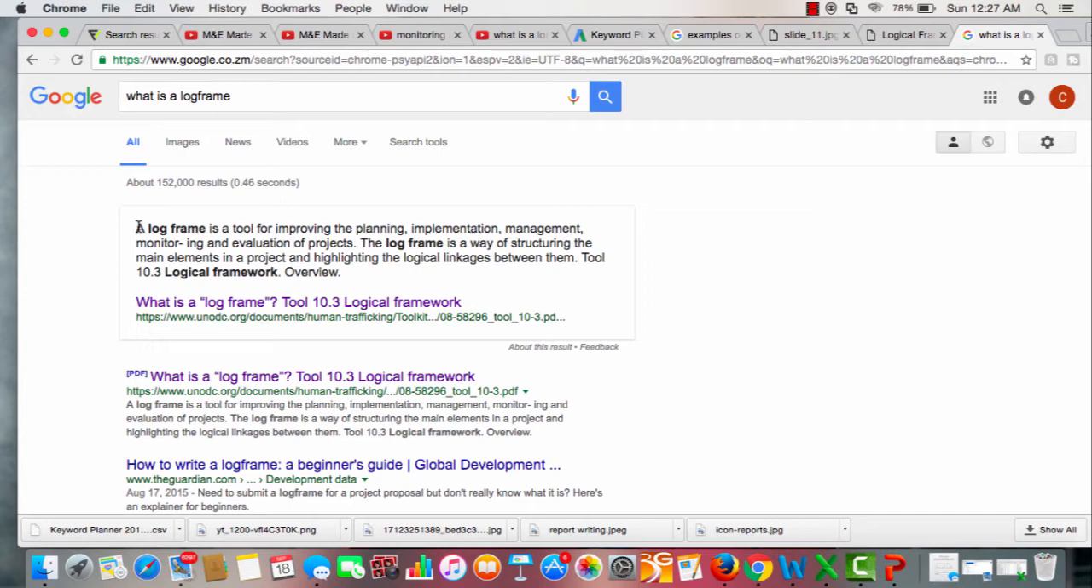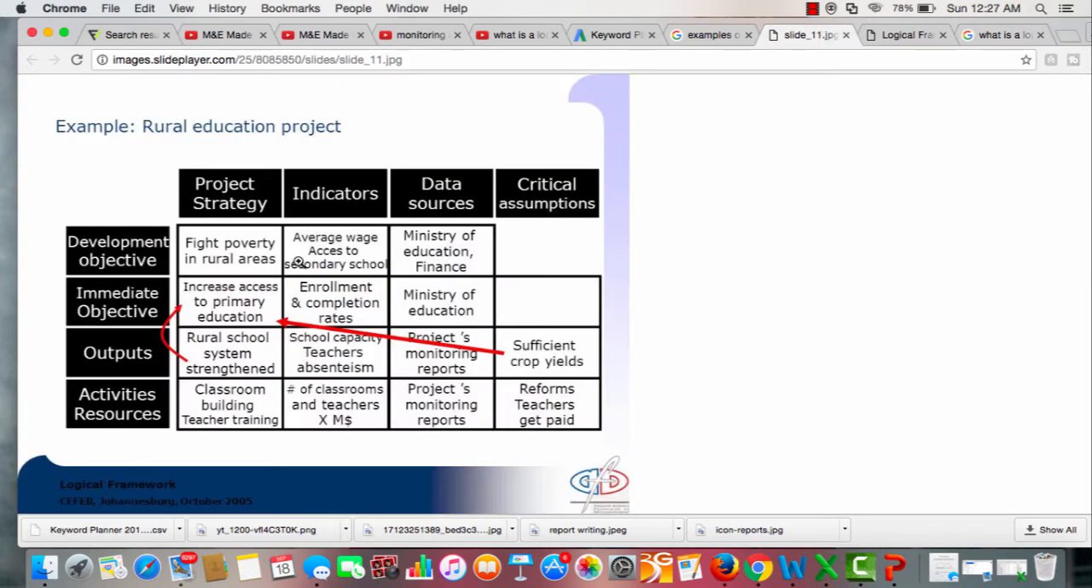So if I gave you a simplified definition, I'll just say that a log frame details the activities that are to be undertaken and the results from those activities, as well as the overall long-term impact. And here I have an example of a log frame. This log frame is detailing a rural education project.